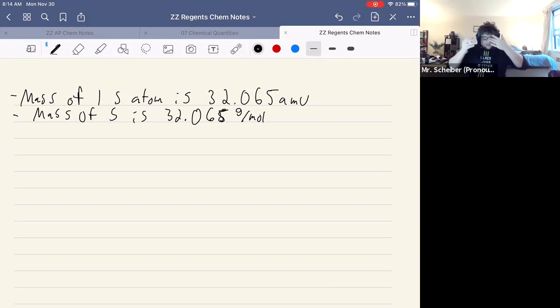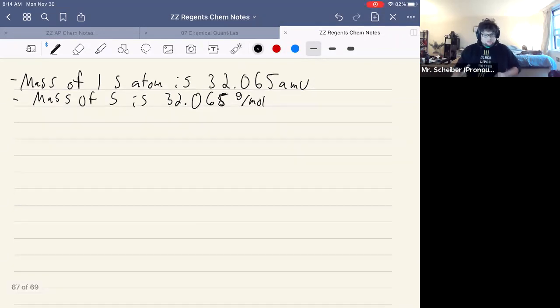So that's how that all works. It's really easy. The quantity of that mass on the periodic table is both AMU for an atom and grams for a mole of atoms. That's why we have Avogadro's number. Okay, let's do some math.